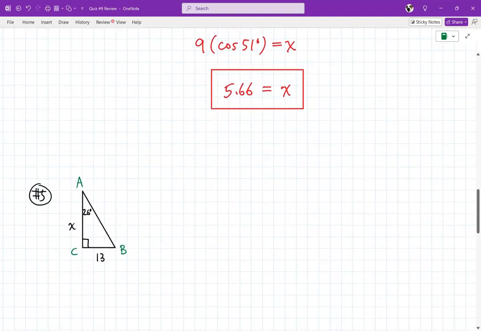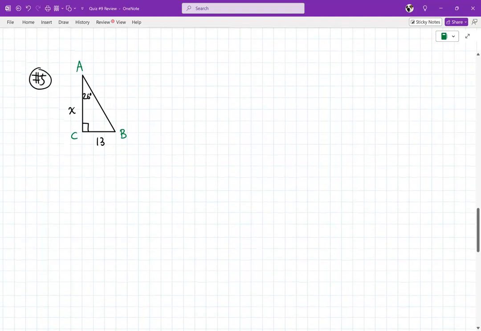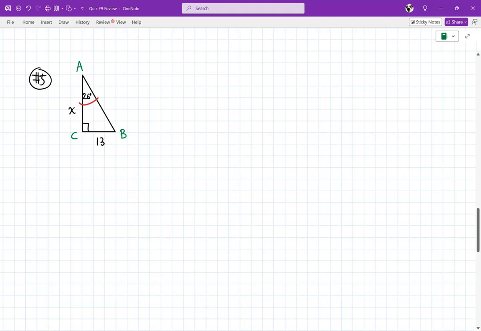So there you go. So this next one is considered the hard type of problem. I haven't done it yet, but I'm thinking this is going to be the hard type. Okay, so we have another triangle, ABC. We have a side that's 13, a side that's x, one unknown side. We have an angle of 26.